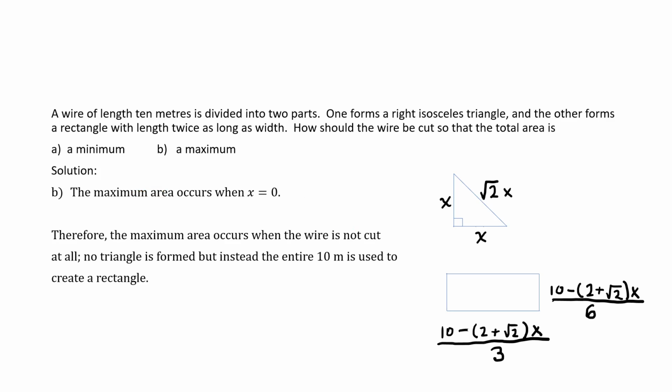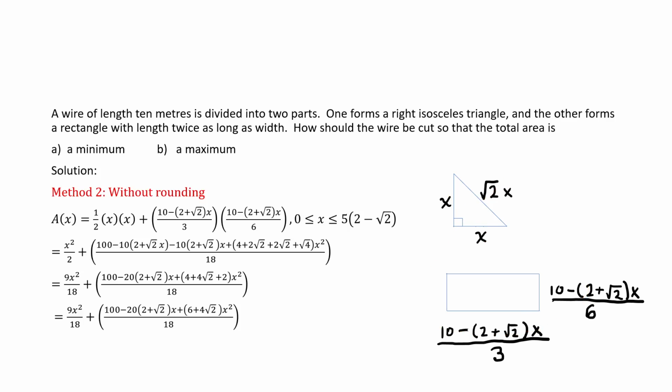And the maximum area would occur when x was 0, as we saw on our previous slides. And therefore, that would mean that we made either an infinitesimally small triangle, if you want to think of it that way, or we made no triangle at all, and we used the entire wire to form a rectangle with the given conditions. So that's what it would look like if you were using decimal approximations. If you were doing it a little bit more purely, though, this is well within your powers.